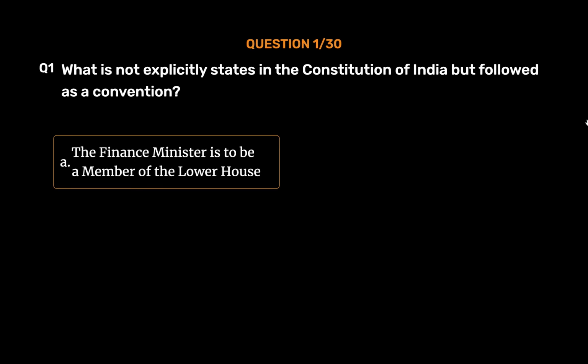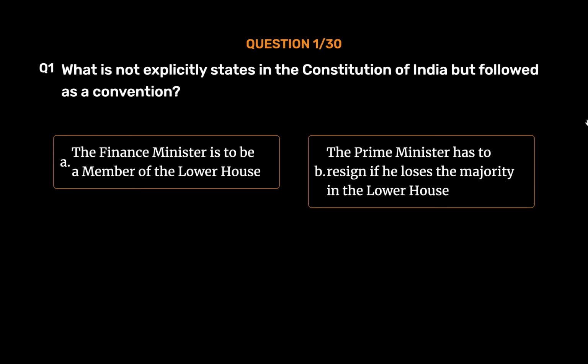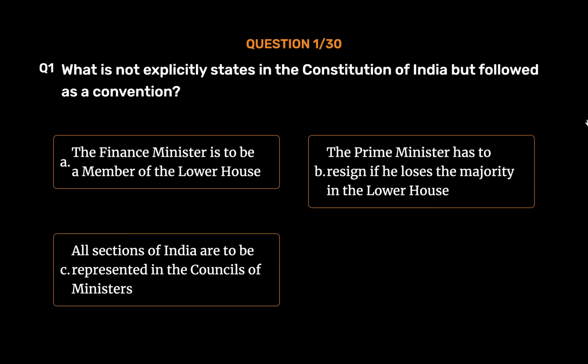Option A. The Finance Minister is to be a member of the lower house. Option B. The Prime Minister has to resign if he loses the majority in the lower house. Option C. All sections of India are to be represented in the councils of ministers.